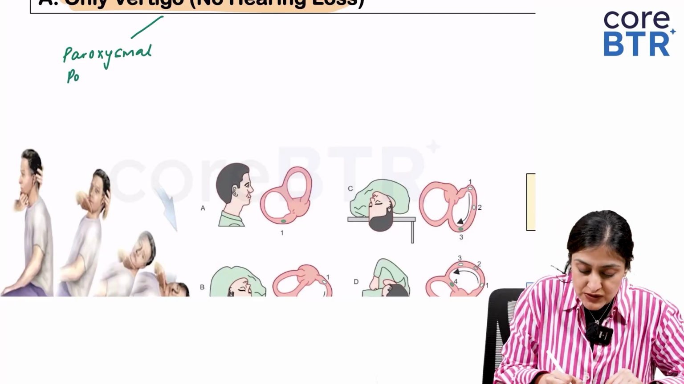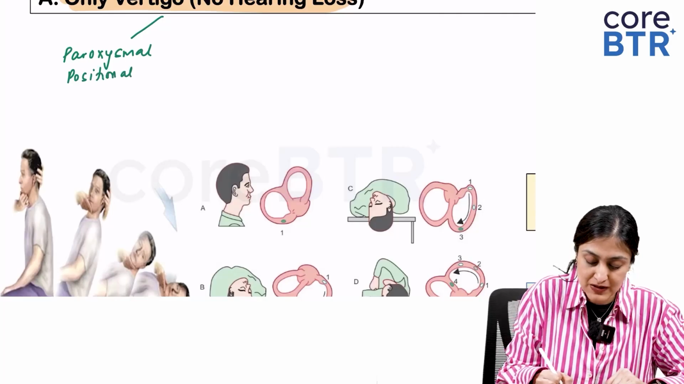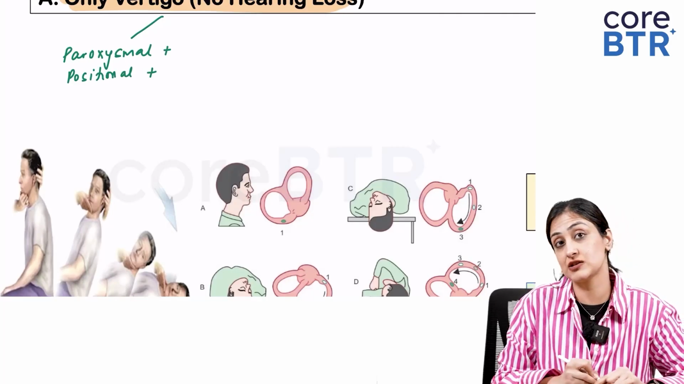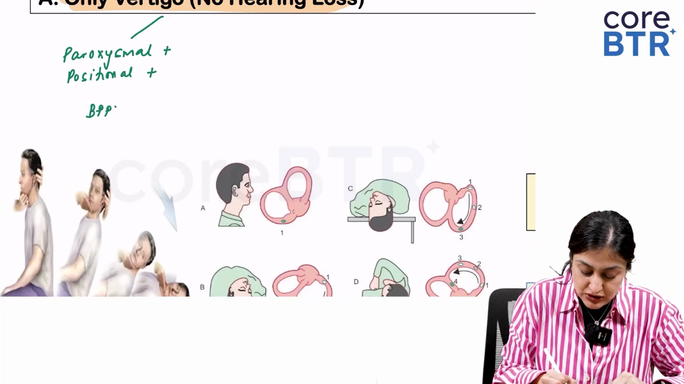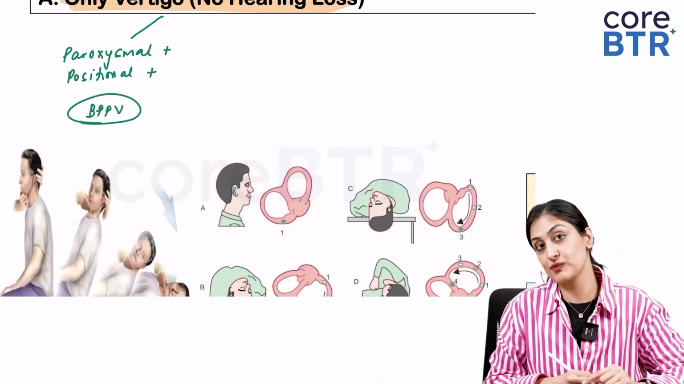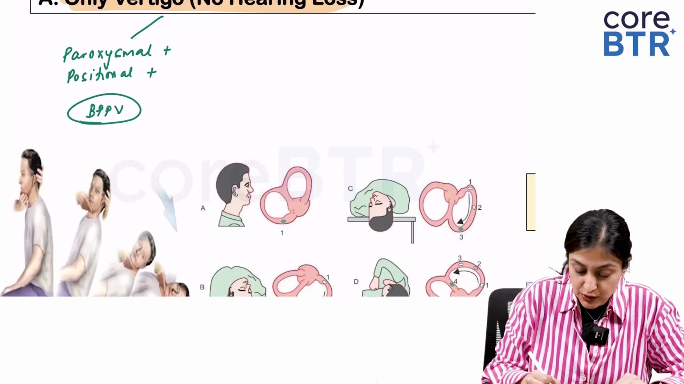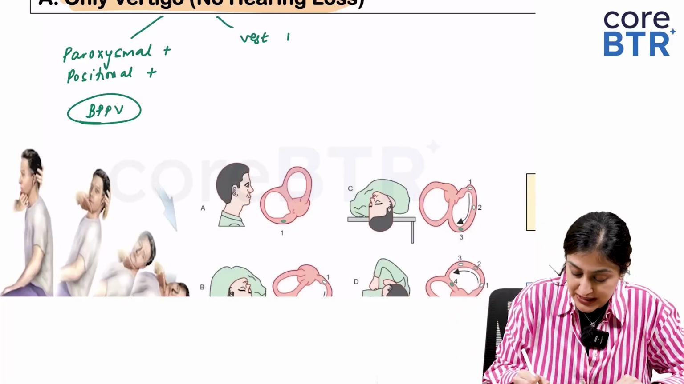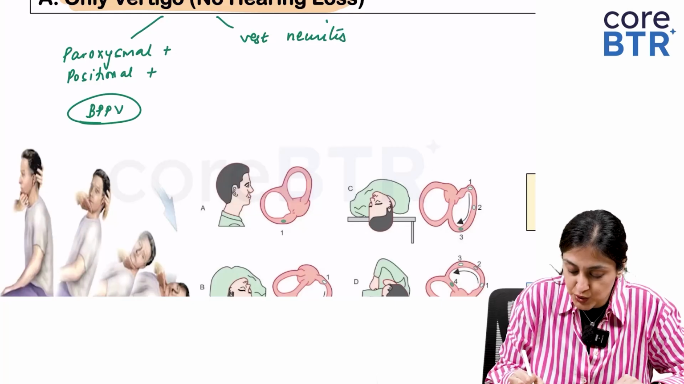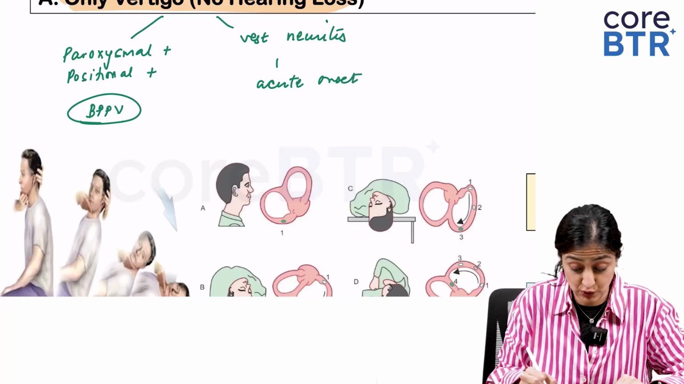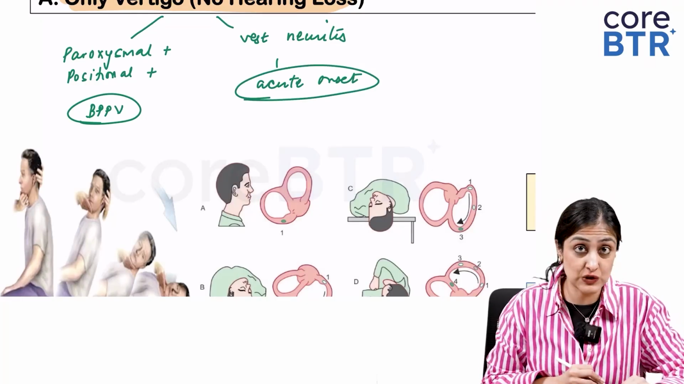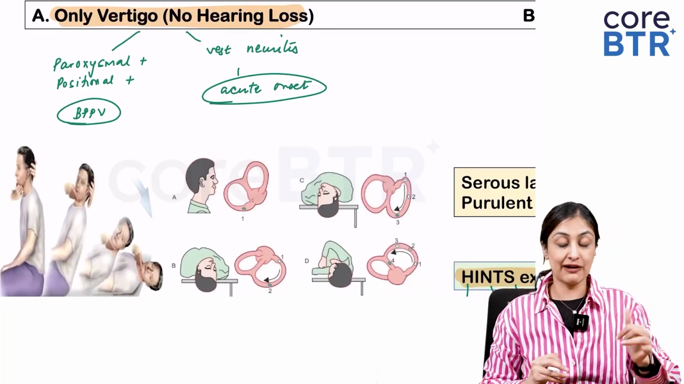Paroxysmal, positional vertigo. These are the buzzwords. Happens only in certain positions, comes and goes. So this is benign paroxysmal positional vertigo. Comes from the name, no hearing loss. The other cause is vestibular neuritis. Again, this is acute onset, right? So neuritis, inflammation, acute onset, but it's not positional, it's not paroxysmal. So this is when you only have vertigo.